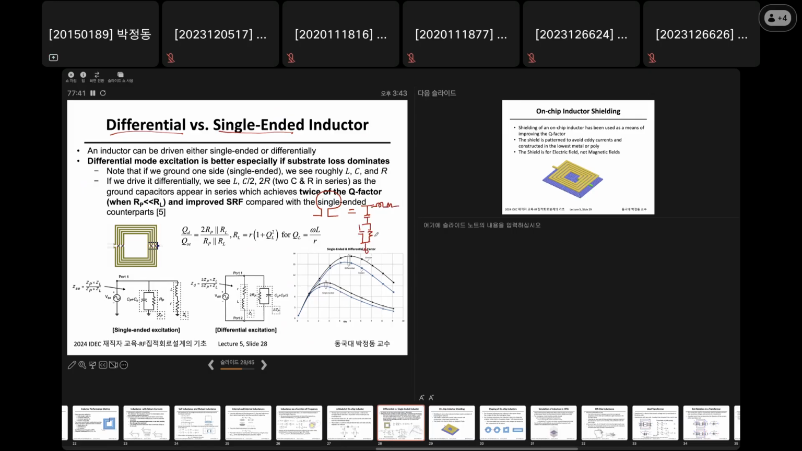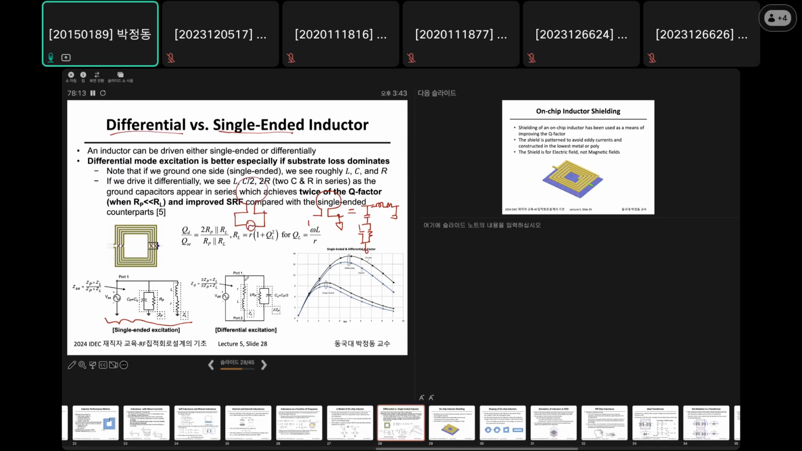Okay, so this is a single-ended setup, right? We ground this node, port 1, port 2, ground this node. So equivalently, it's looking like this. Okay, and how about differential? We just excite here, like this.